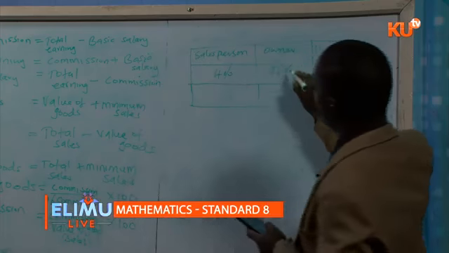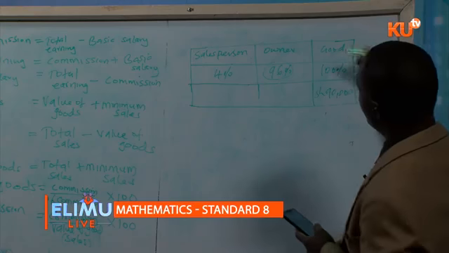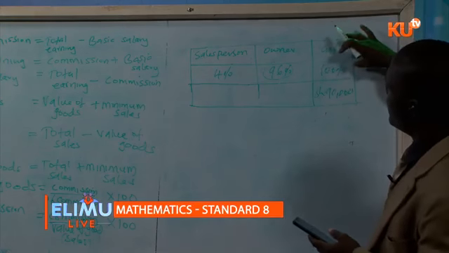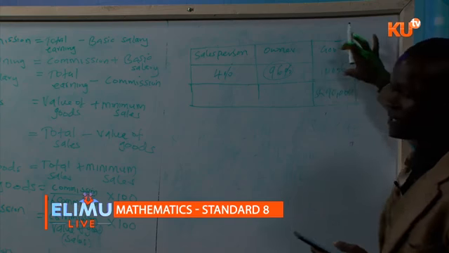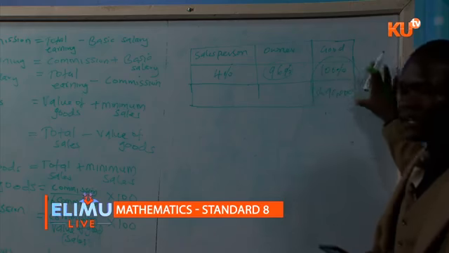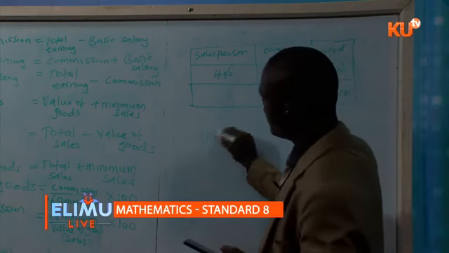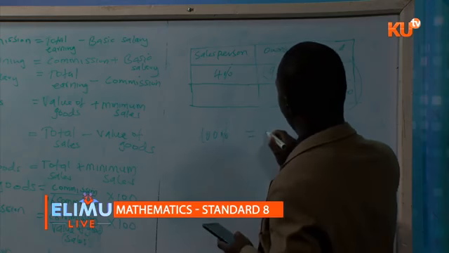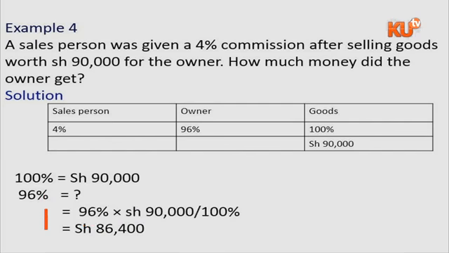So the owner, in terms of percentage, he got 96%. Now that we have the total amount of goods, in terms of the amount and also in terms of the percentage, there's something we always call in mathematics the reference point. So this becomes your reference point. So we come here and say if 100% is equivalent to 90,000 shillings, what about 96? Because that is what the question requires us to find.